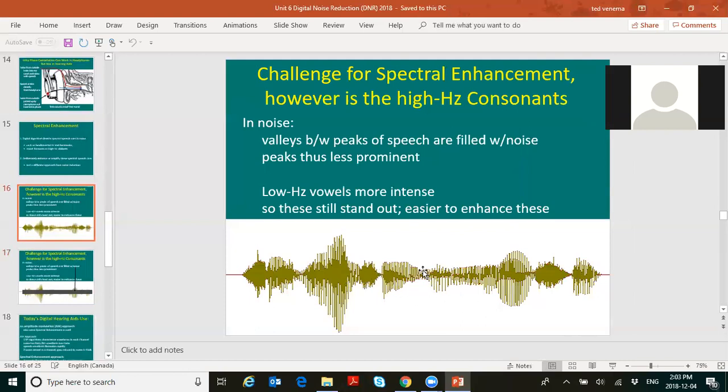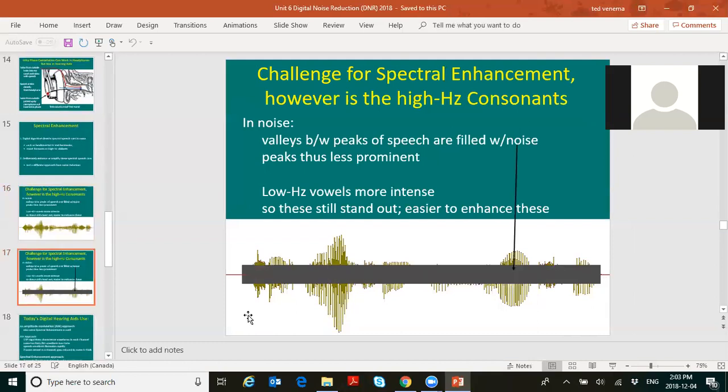Soft, soft, soft. Remember, this is a waveform. Your frequency isn't even shown on here. Okay? This is just showing you the loudness. This is the waveform of speech. Time, amplitude. Remember, as opposed to spectrum. So, noise fills up the valleys, so it covers the high-frequency consonants. All that's left emerging is the low-frequency vowels.